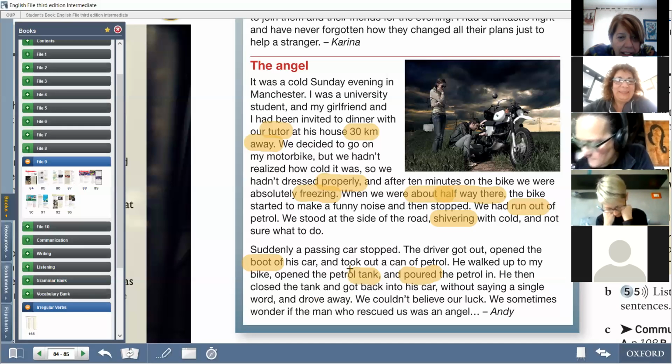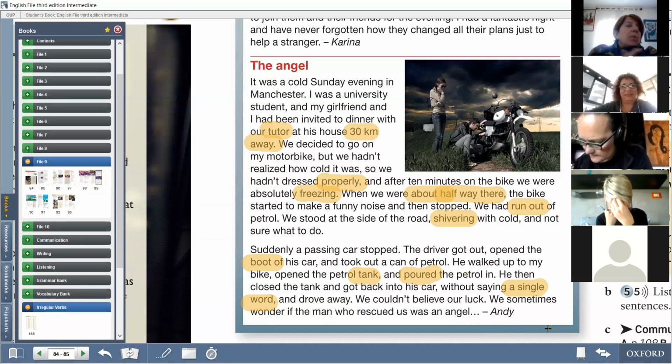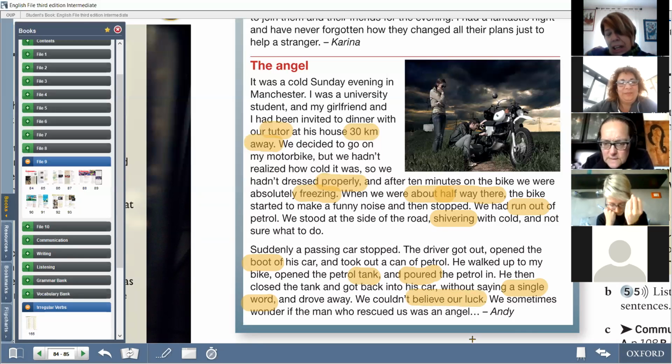Then closed the tank and got back into his car without saying a single word. Anche questo è un modo di dire molto comune. Senza dire una parola, noi diciamo. Without saying a single word and drove away. We couldn't believe our luck. Questo è un altro modo, perché in italiano noi diciamo non potevamo credere a quel che vedevamo. Invece è we couldn't believe our luck. Non potevamo credere a tanta fortuna, non si dice molto in italiano.